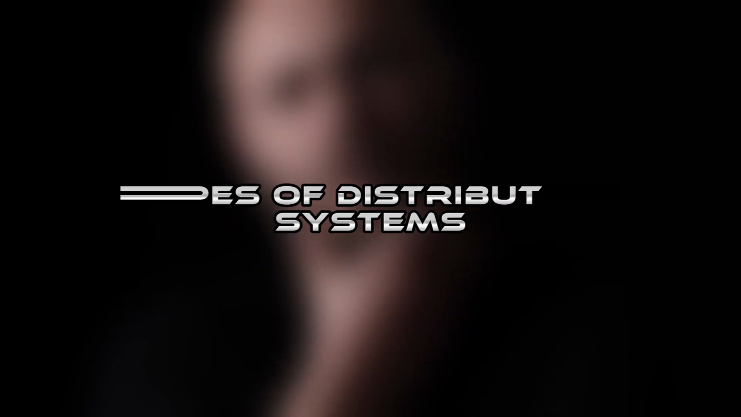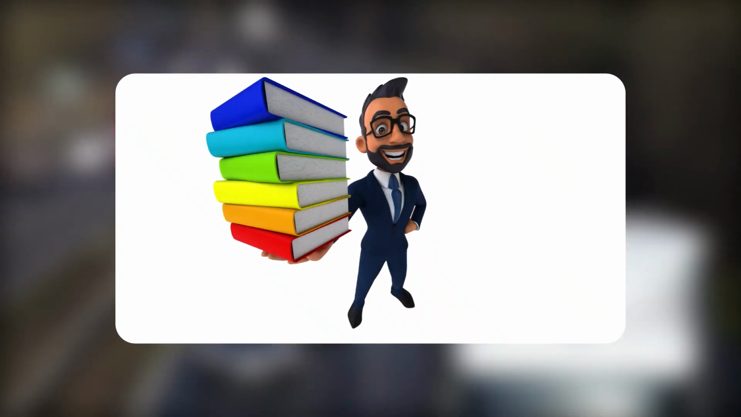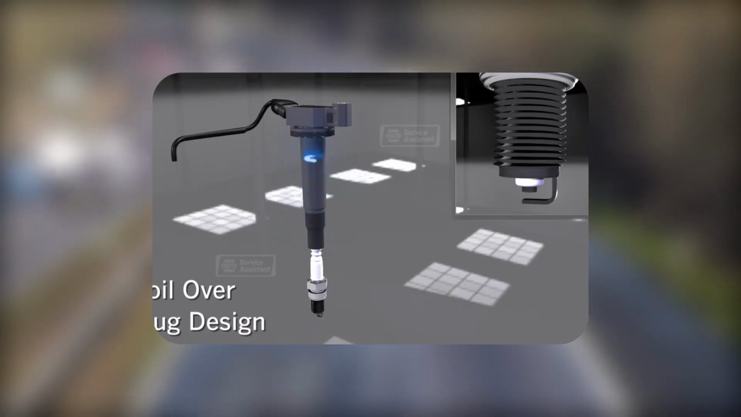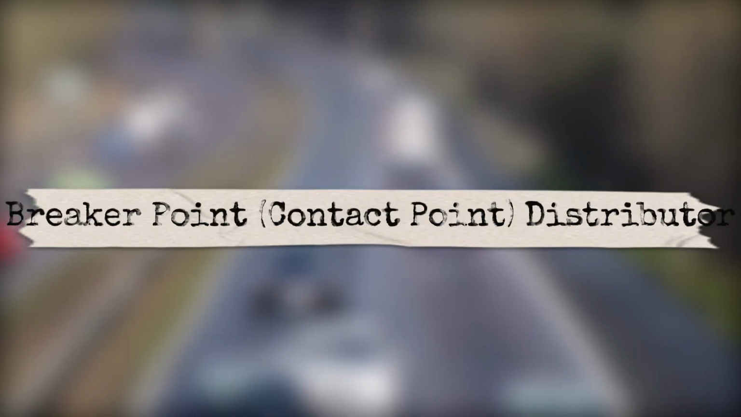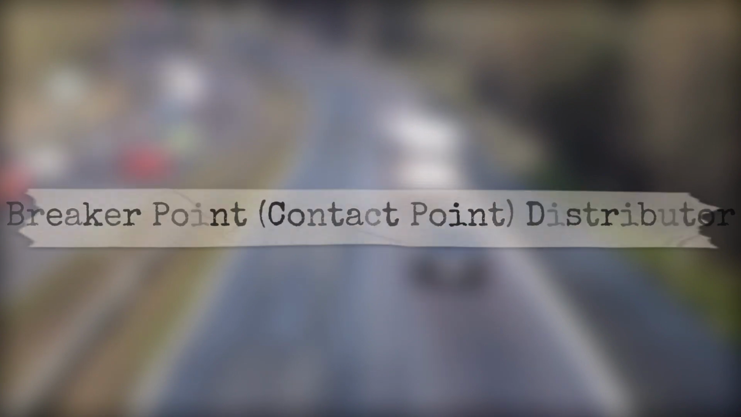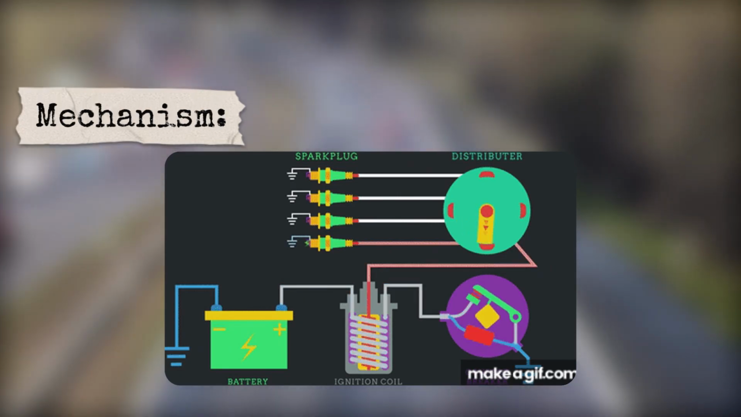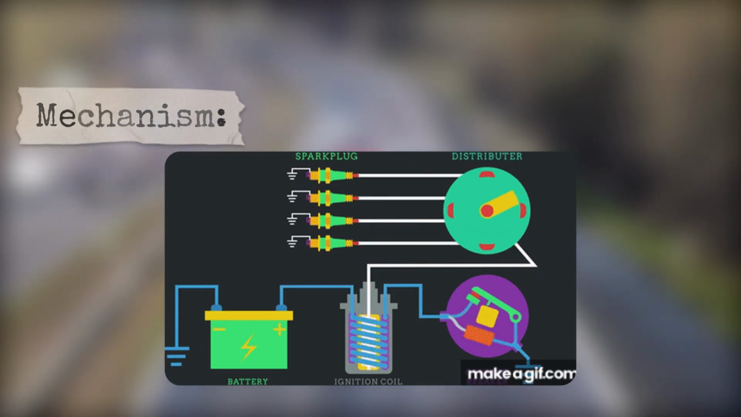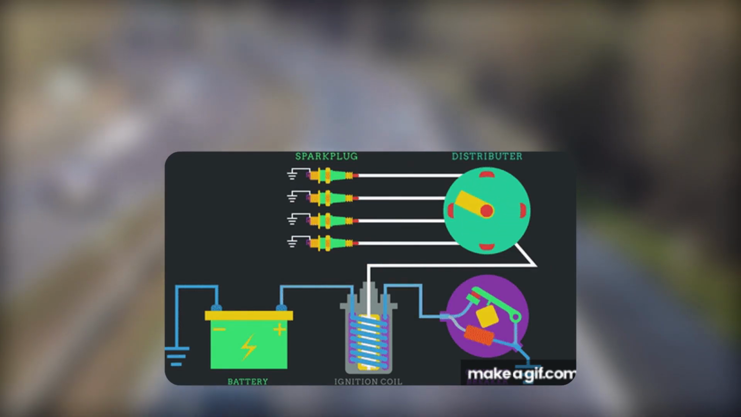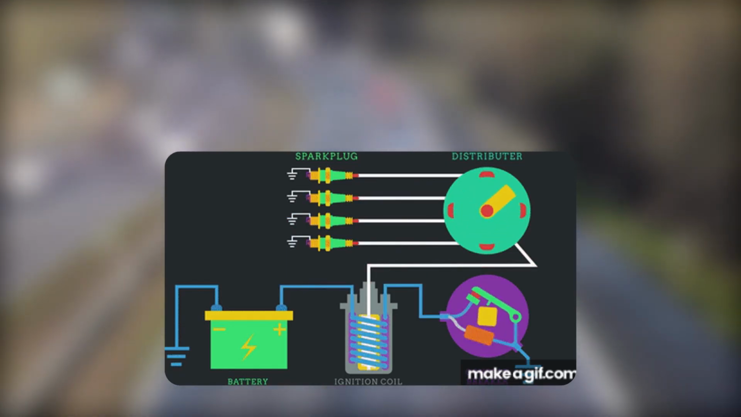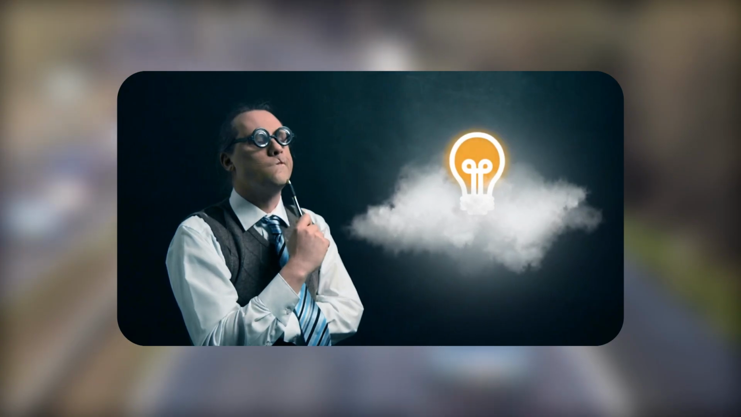Types of distributor systems. Distributors are usually categorized by how they signal the coil to fire. Breaker point or contact point distributor. Type: mechanical. Mechanism: uses physical contact points that open and close to interrupt the primary circuit of the coil, causing the magnetic field to collapse and generate the high voltage spark. These points wear out and require periodic adjustment.